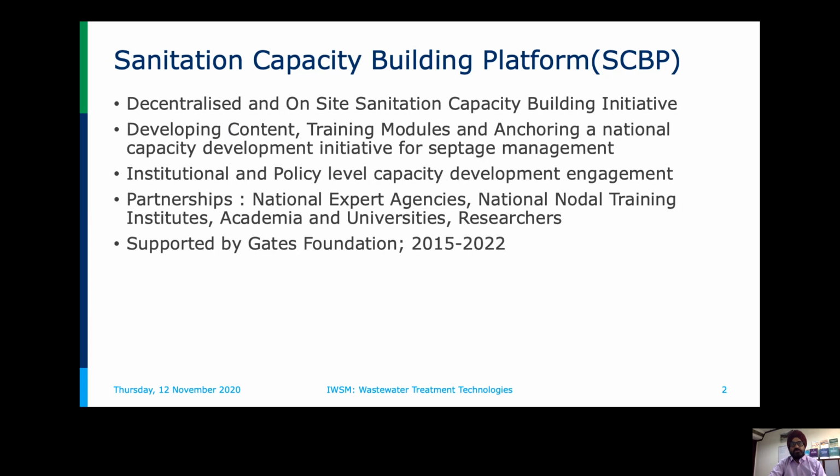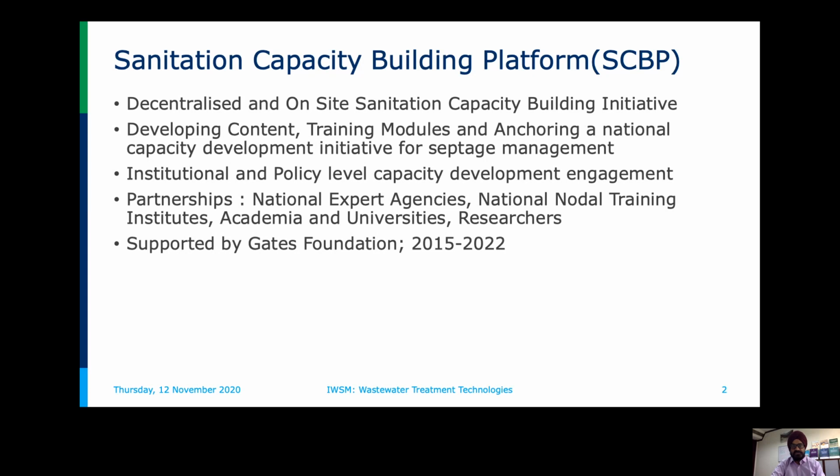I have just two slides about what the sanitation capacity building platform is. The platform is a capacity building initiative on decentralized and on-site sanitation solutions. It has worked with various organizations and expert agencies to develop content and training modules, and is anchoring a national initiative broadly called septage management. As part of the capacity building initiative, we also work on policy and institutional development.